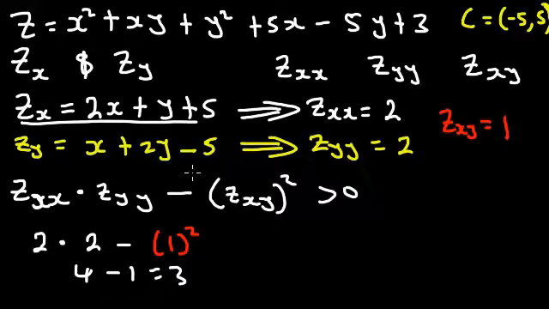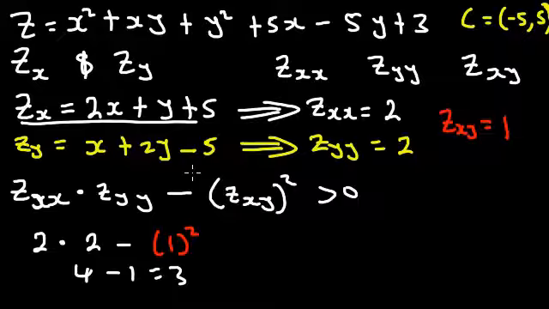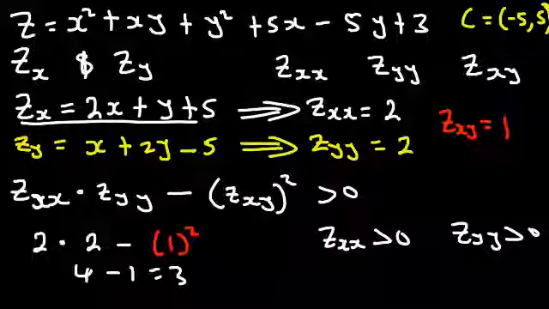Since 3 is indeed more than 0, the first condition is satisfied. Hence, the critical point (-5, 5) is not a saddle point, but instead would be a maximum or a minimum point. Now, let's confirm which exactly it is, maximum or minimum. Keep in mind, for it to be a minimum, z sub xx must be more than 0, and z sub yy must also be more than 0. Well, with the results we have, we actually don't need to do anything else. Clearly, 2 is more than 0.